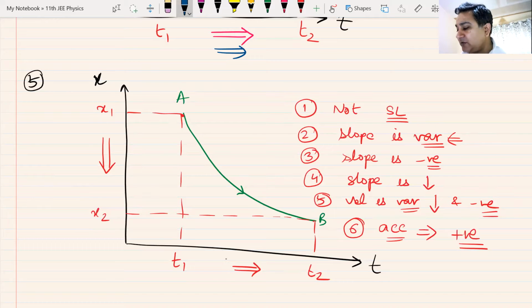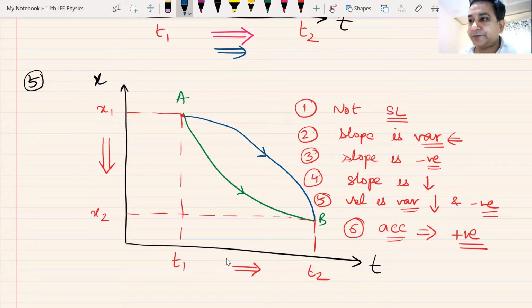Last one. I'll draw this last one. The last one is the blue graph. First point about this graph. What is the first point about this graph? This graph is definitely not a straight line graph. So the first point is correct. Since this is not a straight line graph, the slope is variable. That is also correct.